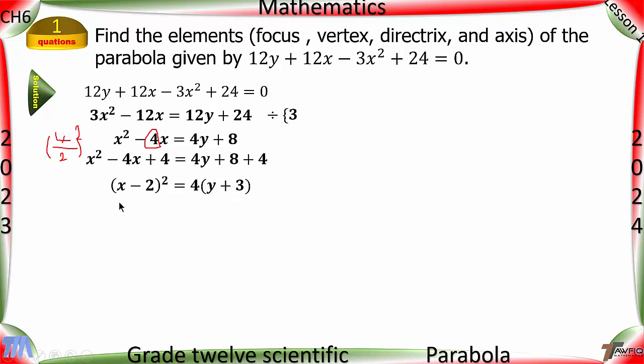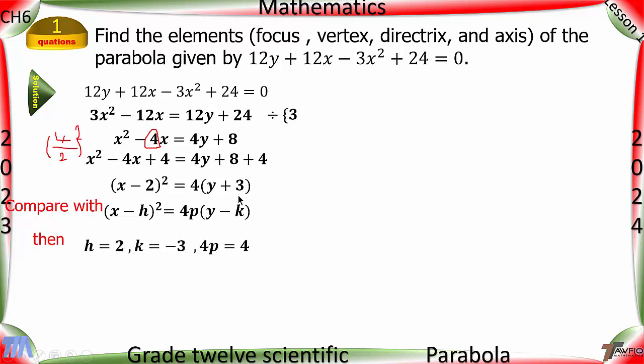And now compare this one with the standard equation. It becomes x minus h squared equal 4p times y minus k. As you can see here, h is 2 and k is minus 3, and 4p is equal 4. Dividing here by 4, p is equal 1.